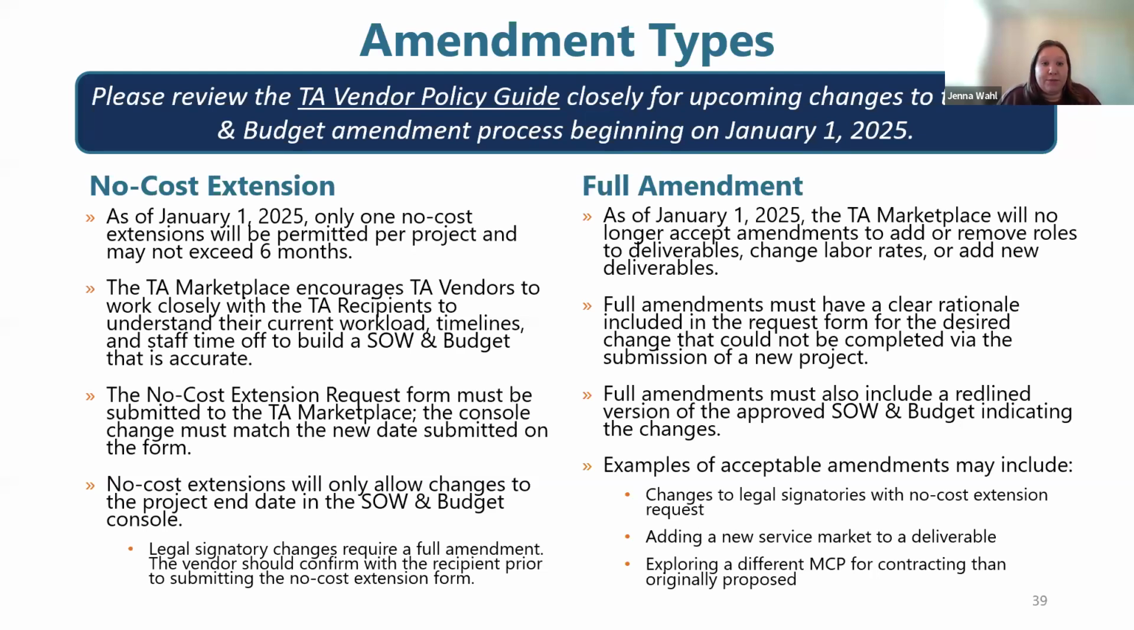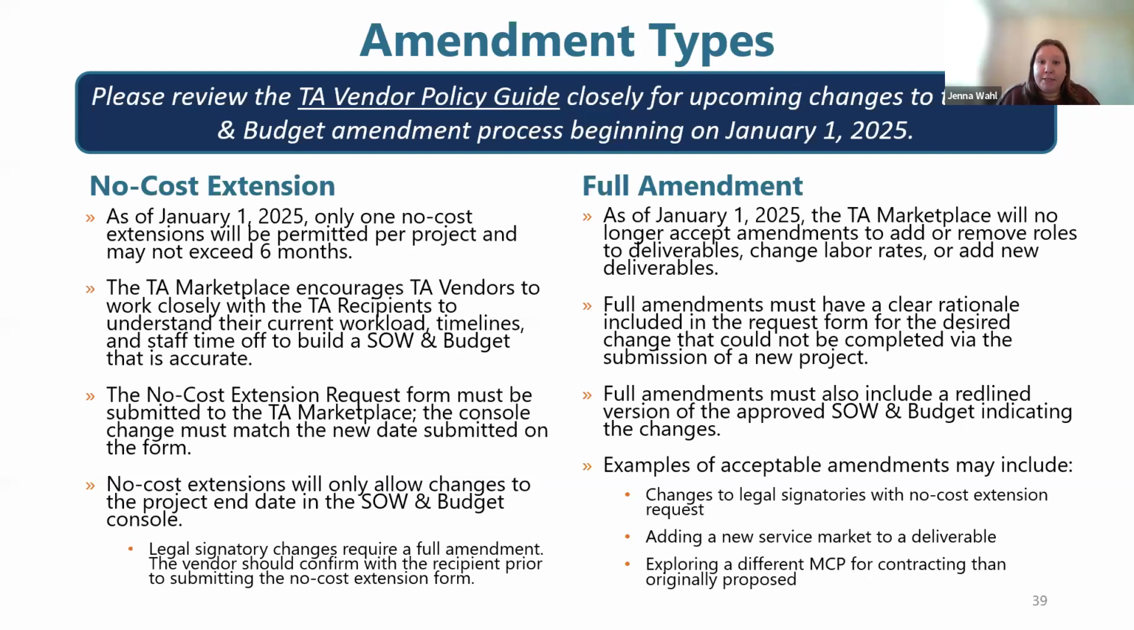The no-cost extension request form must be submitted to the marketplace, and the console must match the new date that was submitted on that form. To date, we have seen several requests that indicate a different date on the form than what is submitted on the console, requiring us to go back to the TA vendor. No-cost extensions will only allow changes to that project end date in the scope of work and budget. So if your project requires a change, such as a legal signatory change, that will require the second type of amendment, which is a full amendment.